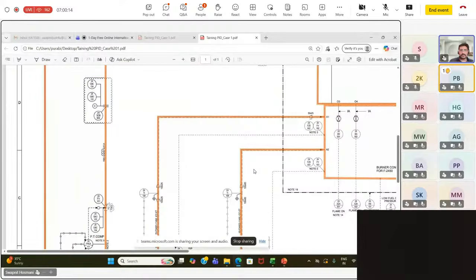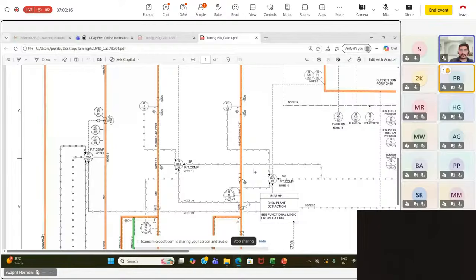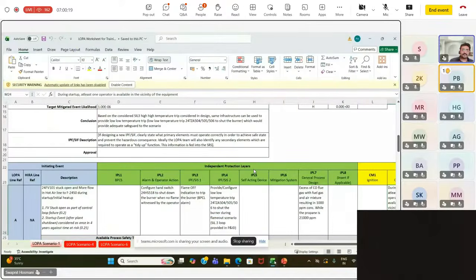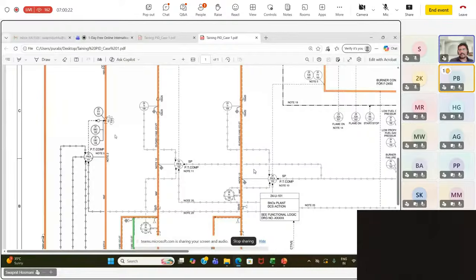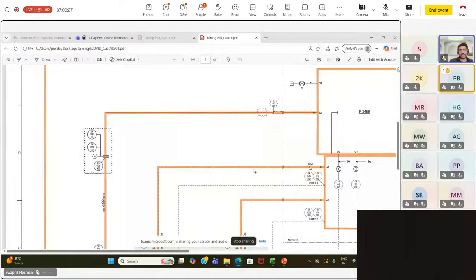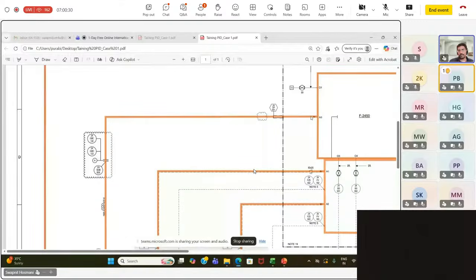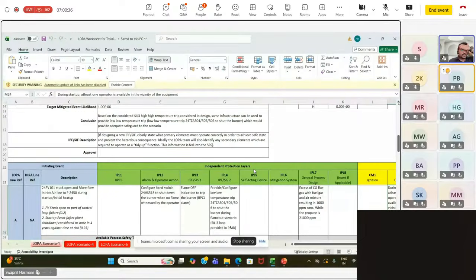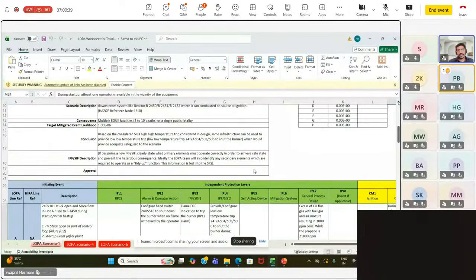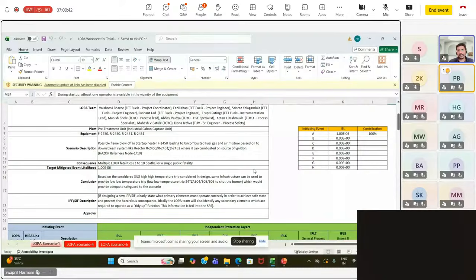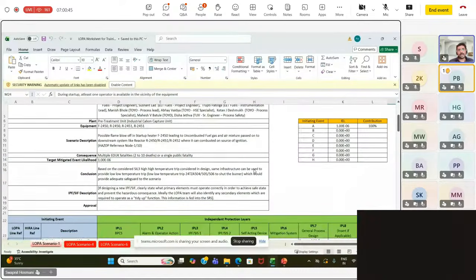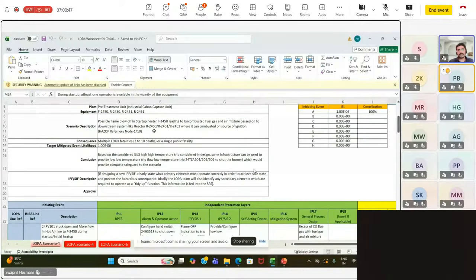See FV101. This valve is considered stuck open, and the scenario contemplated is that if this is stuck open, then there is more flow of hot air to this startup heater, because of the CV of the valve. In which case, probably there would be a flame blow off scenario. Let's look at what the consequences would be. Possible flame blow off in the startup heater, leading to uncombusted fuel gas and air mixture passed on to the downstream system, like the reactors, these are the three reactors, where it can be combusted on a source of ignition. So that was a scenario.